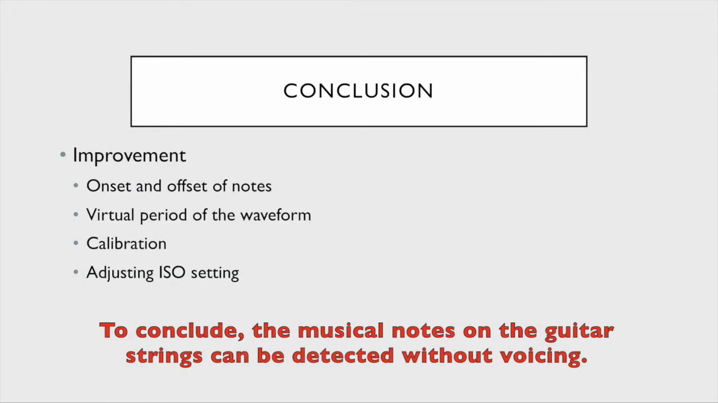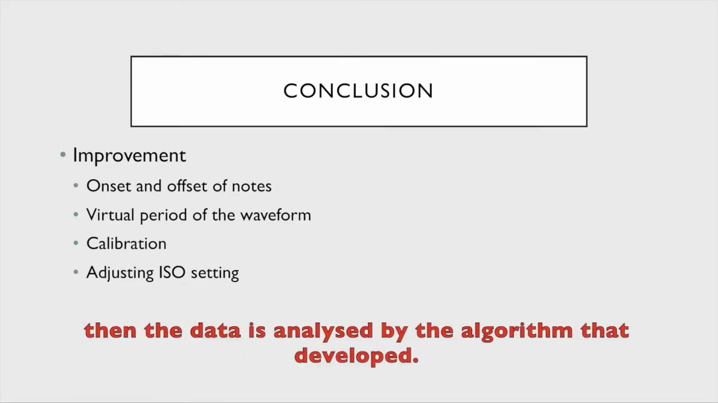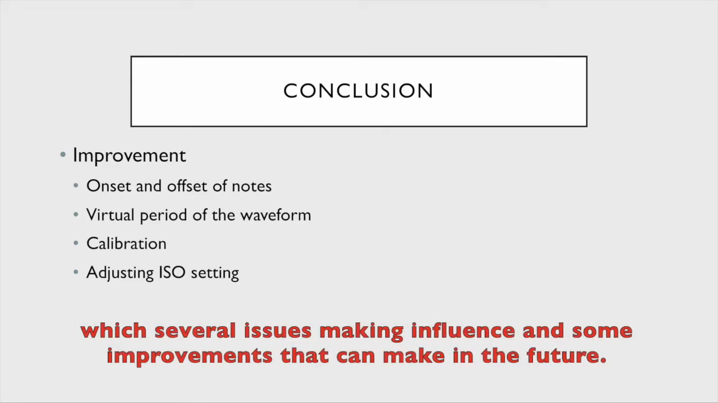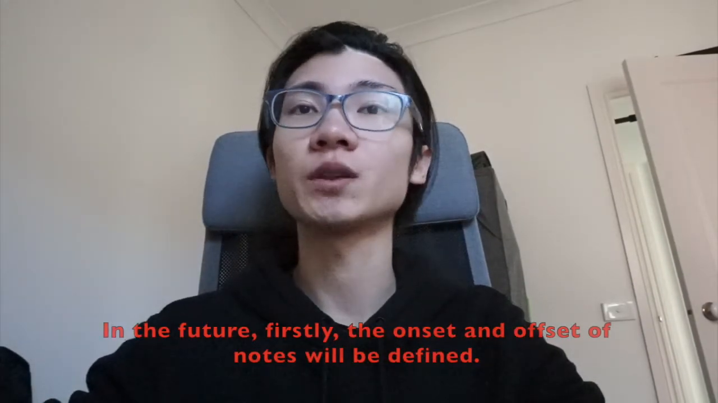To conclude, the musical notes on the guitar strings can be detected without voicing. The frames are converted to binary data via edge detection. Then the data is analyzed by the algorithm that was developed. However, the accuracy is not very high, as several issues have an influence, and there are some improvements that can be made in the future. In the future, firstly, the onset and offset of the notes will be defined.